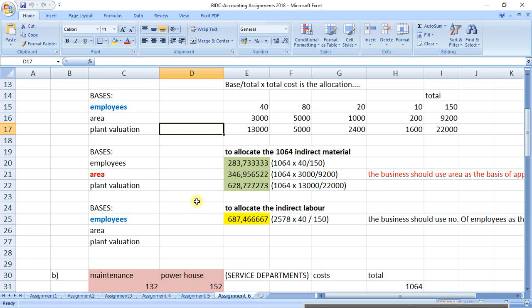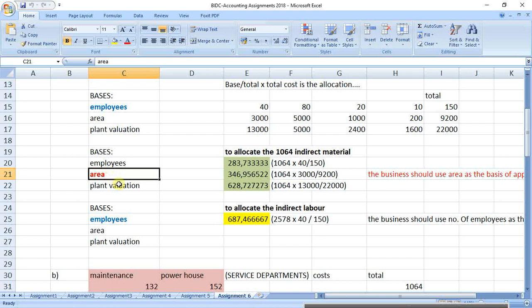So indirect material. What would impact on the amount of indirect material that the departments would use? Would it be the employees, the area, or the plant valuation? For indirect materials? Area. Okay, so that's what we said. So that was the basis.